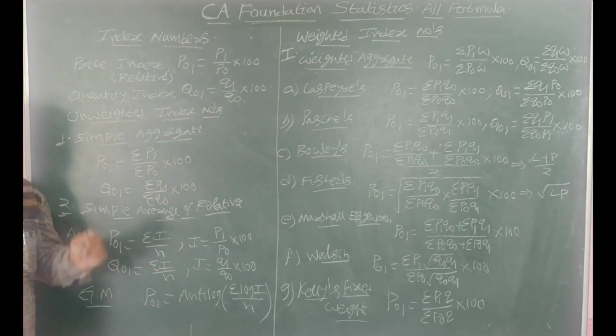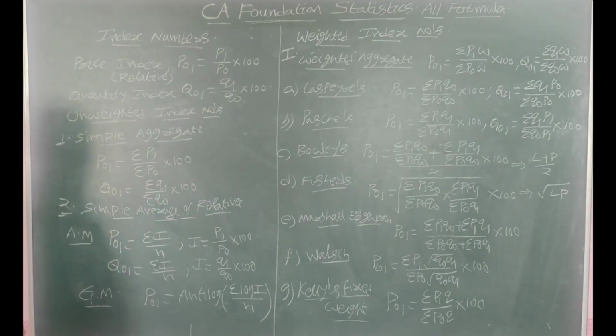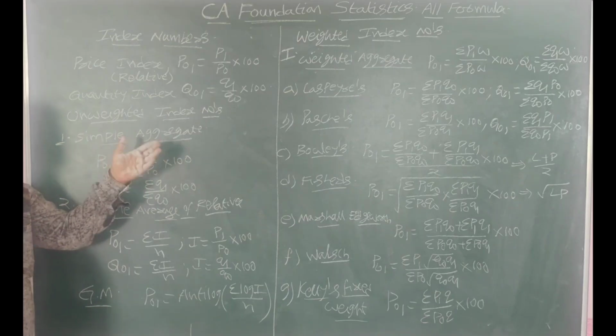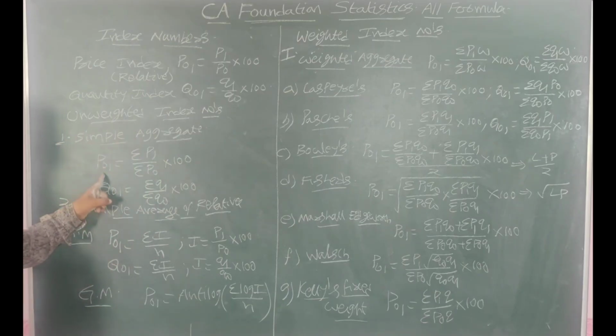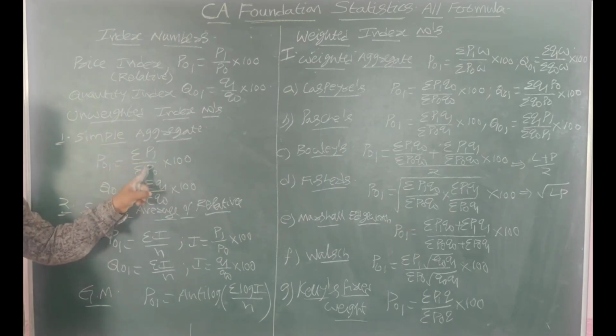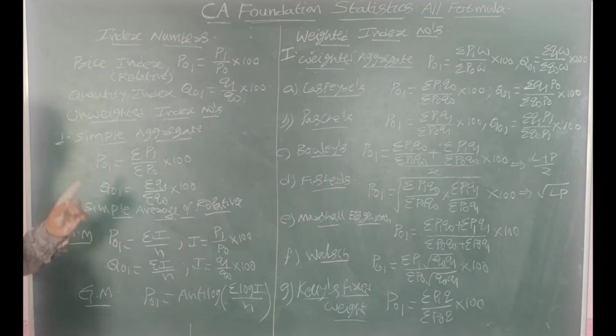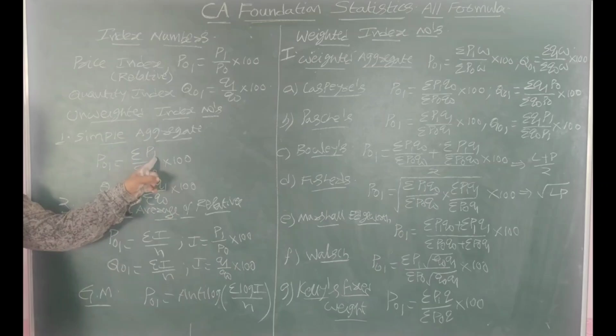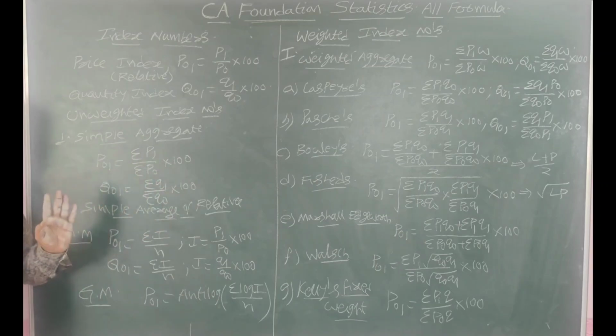Next, coming to unweighted index numbers, where no weights are taken for calculating the index numbers. In that, the simple aggregate means no weights. The formula for P01, the price index of 1 on 0, is summation P1 by summation P0 into 100. If it is a price index, use this formula. Sometimes they may ask for the quantity index using simple aggregate. Then the formula is summation Q1 by summation Q0 into 100. If it is prices, use prices; if it is quantities, use quantities.